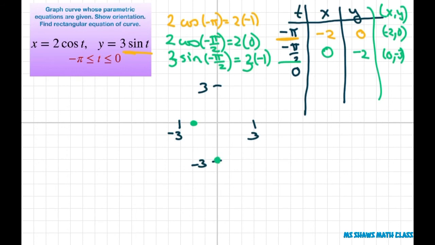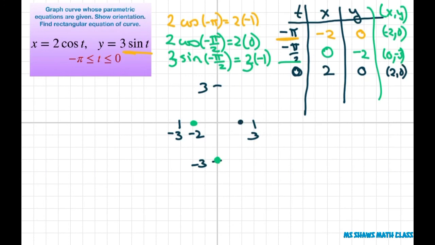And this was negative 2. And then we go back to 0. Cosine of 0 is 1 times 2, so that's 2. Sine of 0 is 0. So we have 2 comma 0 here, which is here.